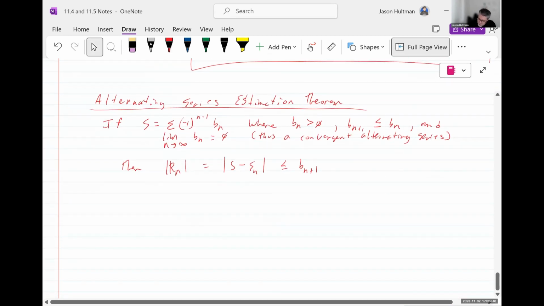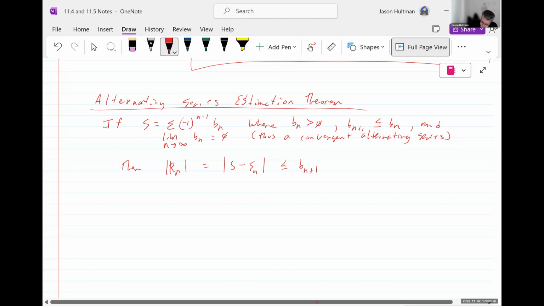So this is a little nicer than the integral. We don't have to take the integral. We just need to calculate the n plus 1th term. And we just need to make sure it converges first, and then if it converges, we can find some sort of accuracy of what it converges to.